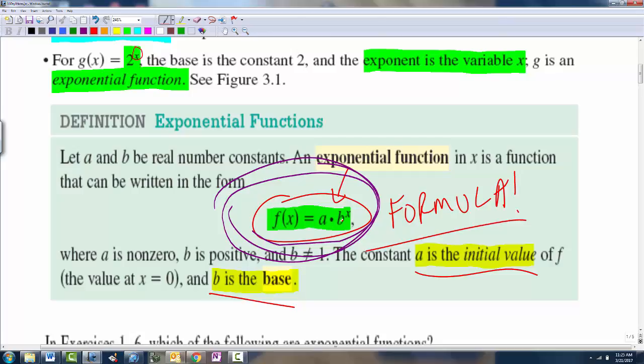What happens when you take b raised to the 0 power? What's Mr. Samuelus raised to the 0 power? You wish. What does Mr. Samuelus turn into when he's raised to the 0 power? The number 1. Isn't that wild? Any variable raised to the 0 power is what? Any number raised to the 0 power is what? 1. Okay, so what happens when you plug in 0 for x? b to the 0 becomes 1. What's 1 times a? a. That's why a is considered the initial value. Very simple to figure that out.